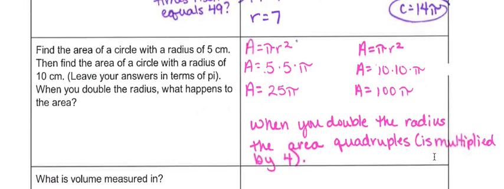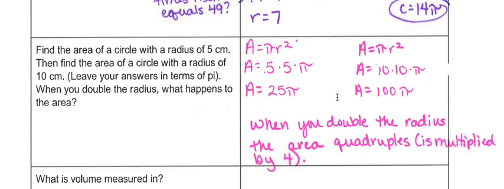Okay, this is a three-part problem. Don't freak out. It's going to be multiple choice first off, and it's just asking you three easy things that you can figure out. So first, find the area of a circle with a radius of 5 centimeters. So area is pi r squared. We do 5 times 5 times pi, because it does say to leave your answer in terms of pi. So that's 25 pi.